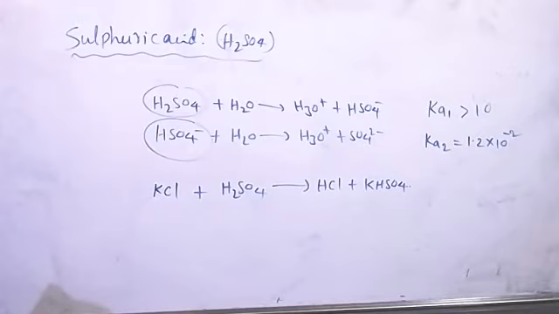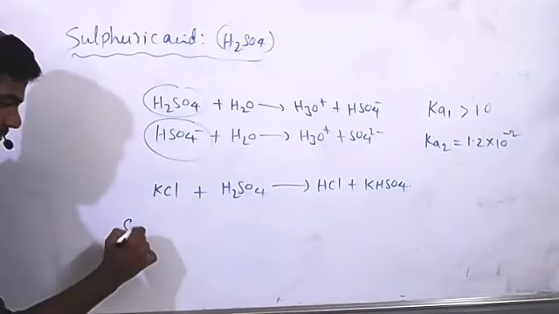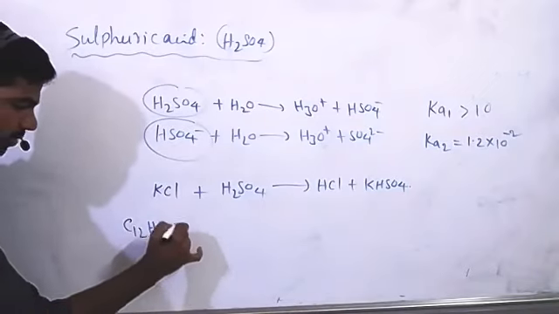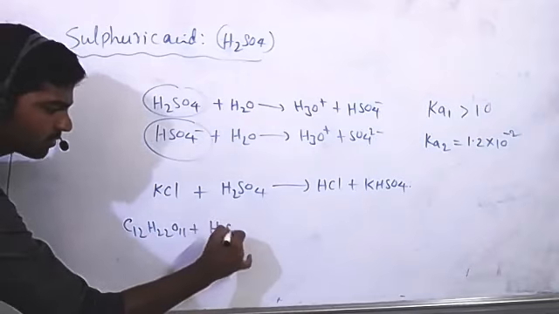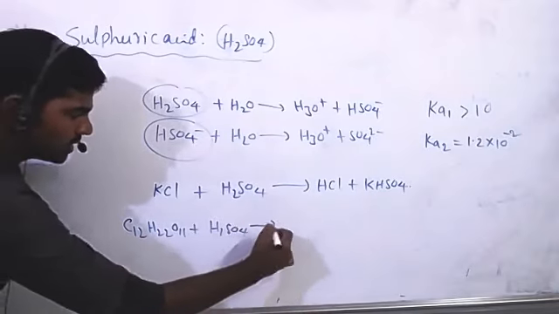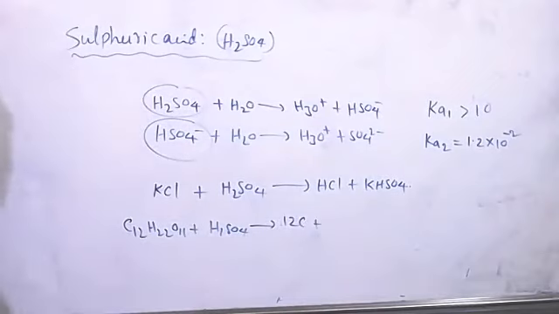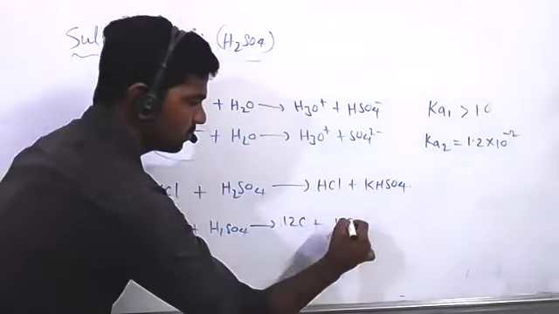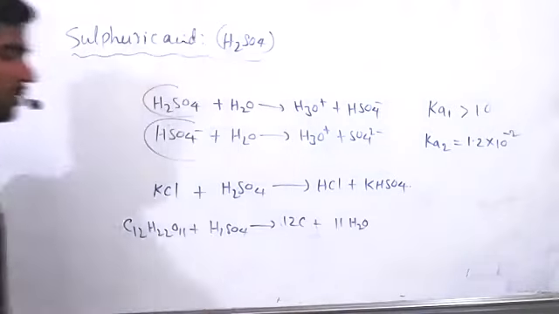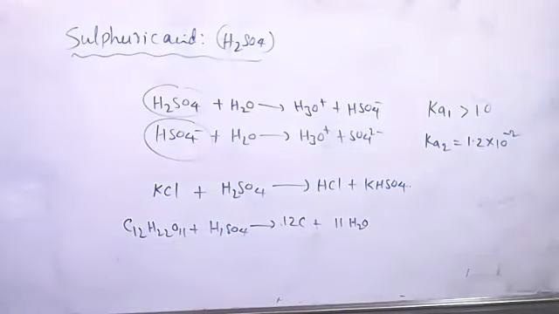It is evident by the charring action on carbohydrates. When a carbohydrate is treated with concentrated H2SO4, C12H22O11 treated with H2SO4 gives just carbon and 11H2O. H2SO4 is acting as a dehydrating agent.